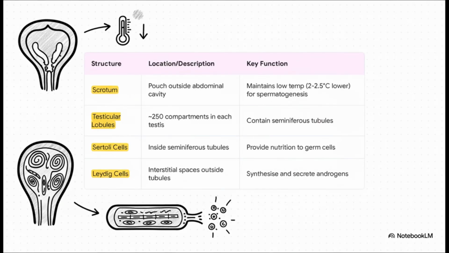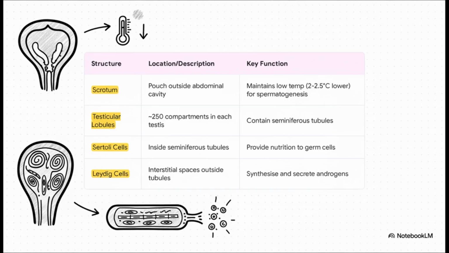Now this is where things get really cool when we look at the microanatomy. The testes are housed in the scrotum, a pouch that has a very clever design. It keeps the testes about 2 to 2.5 degrees Celsius cooler than the rest of the body. And you might wonder why. Well, it's because making healthy sperm, a process called spermatogenesis, requires this slightly lower temperature. It's absolutely crucial.